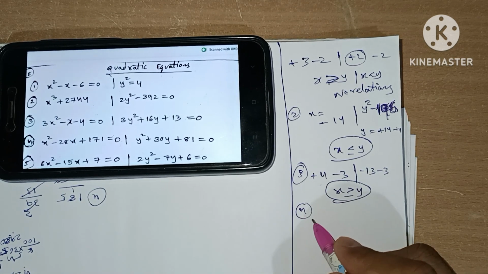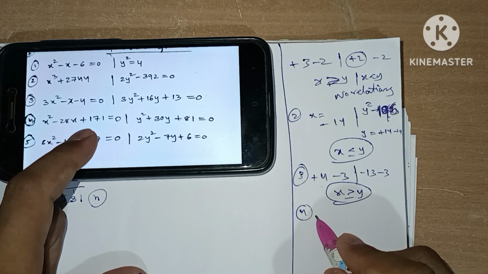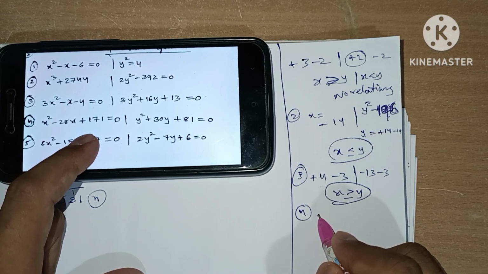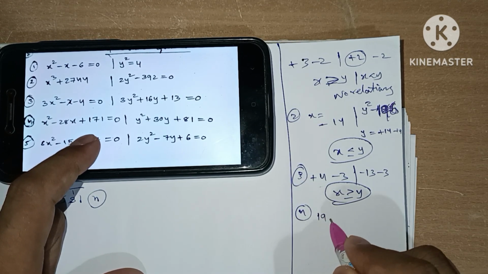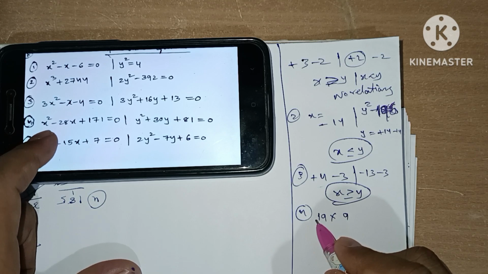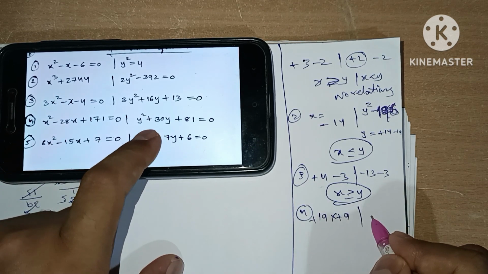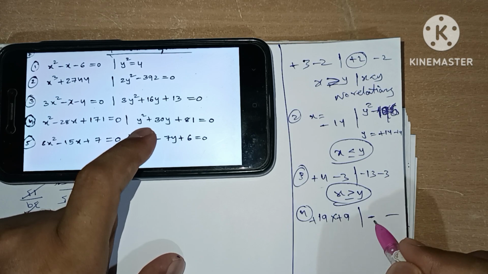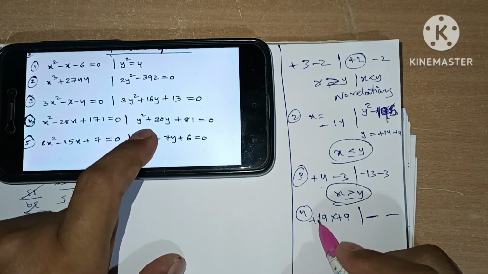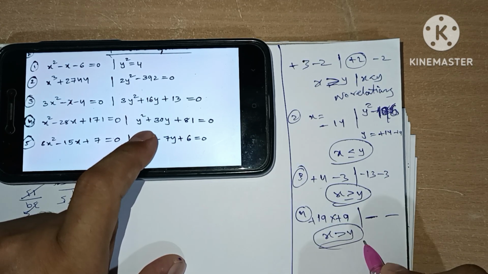Next, fourth one, 171. 171 is a 19 table factor of 19, 19 9 times. Minus and plus means both the roots are positive. Here we see plus and plus means both are negative signs. Now by comparing these two, it is clear that x is greater than y.